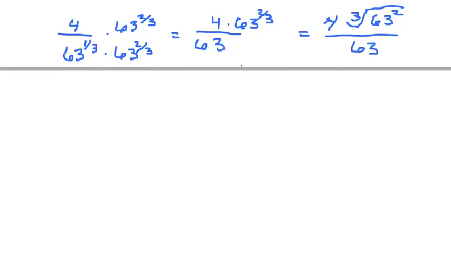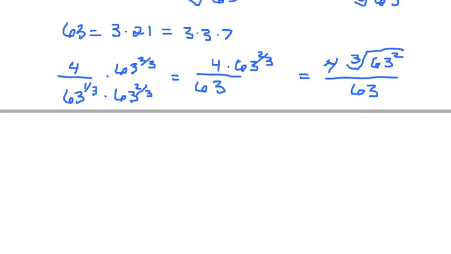So let's do this. Now remember, 63 is equal to 3 times 3 times 7. So if I had 3 times 3 times 7, now that's one of the 63s, there's going to be two of them, times 3 times 3 times 7. So you see there's two of them now. So 3 times 3 times 7 times 3 times 3 times 7 would be 63 squared.